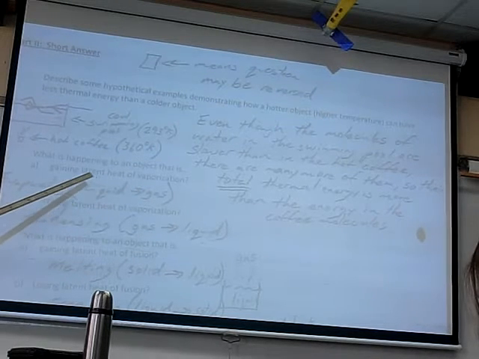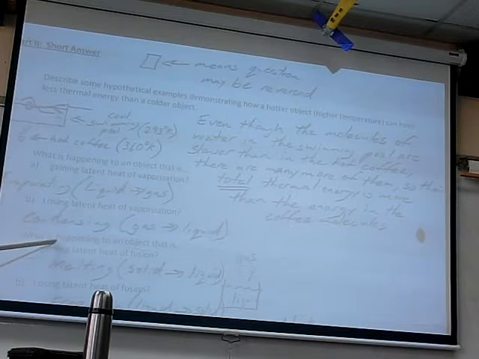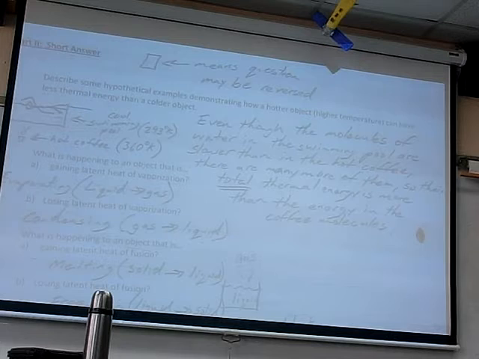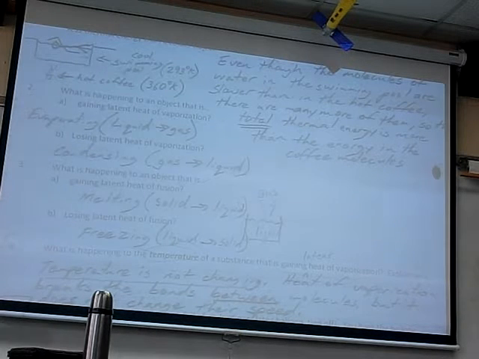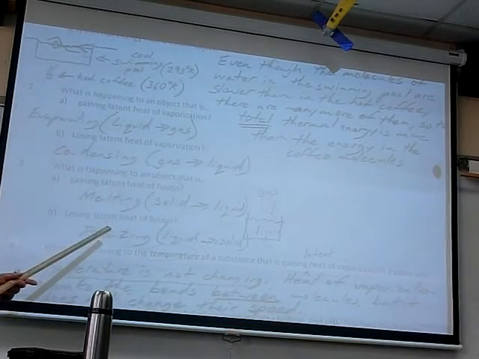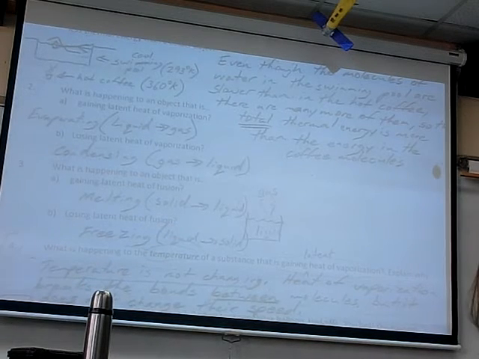It's evaporating, or you could say liquid is turning to gas. Losing heat of vaporization, it's condensing, or you could say it's going from gas to a liquid. The next couple are about heat of fusion. Heat of fusion and heat of vaporization are really the same thing. We're just talking about different states of matter. So heat of fusion, if you're gaining it, you're melting. You're going from a solid to a liquid. If you're losing it, you're freezing. You're going from a liquid to a solid.